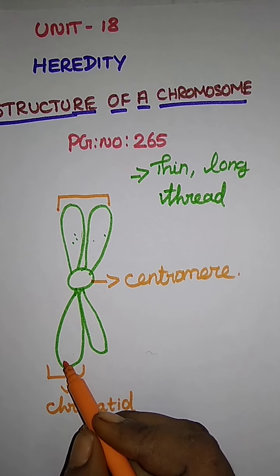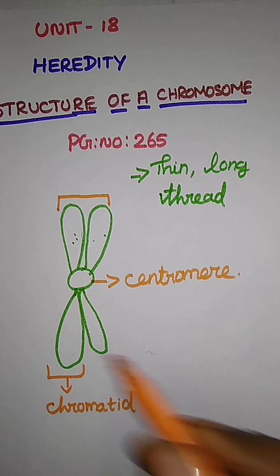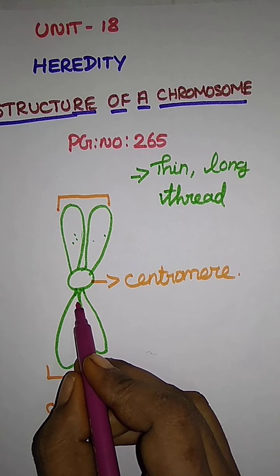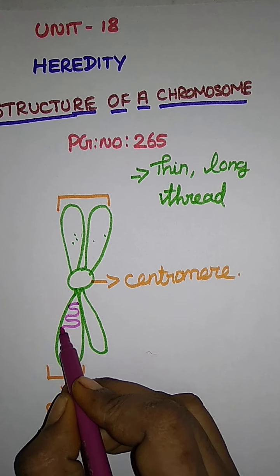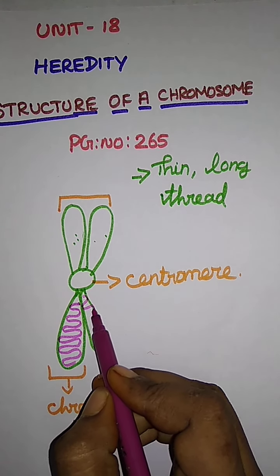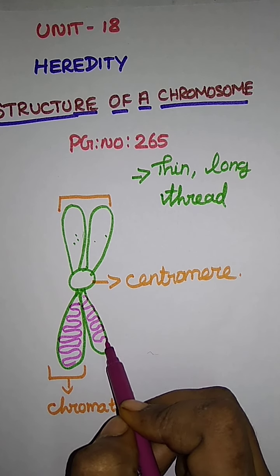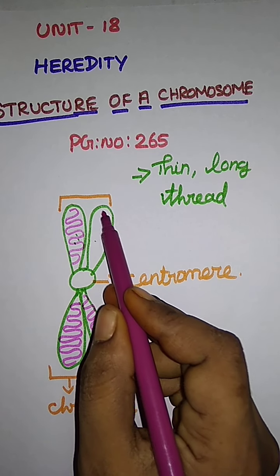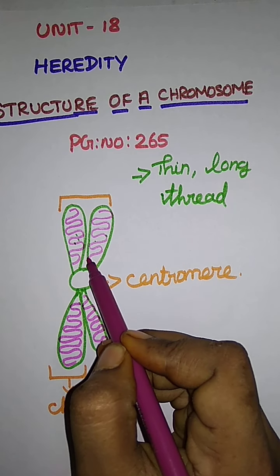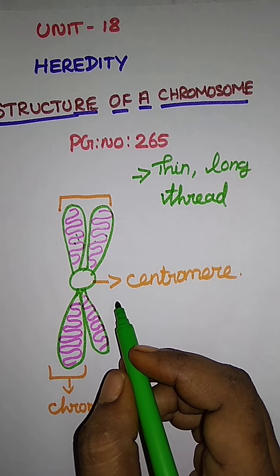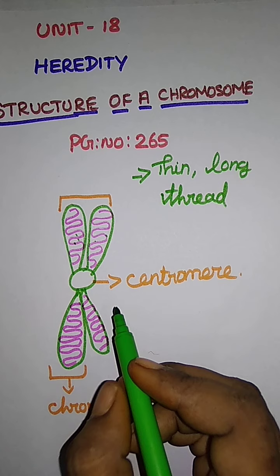And here each chromatid is made up of a spirally coiled, thin, thread-like structure. What is this? We already said. Thin thread-like structure. The spirally coiled thin thread-like structure is named DNA.